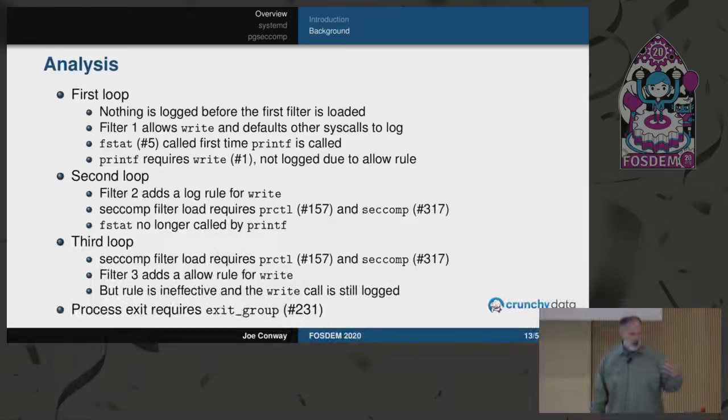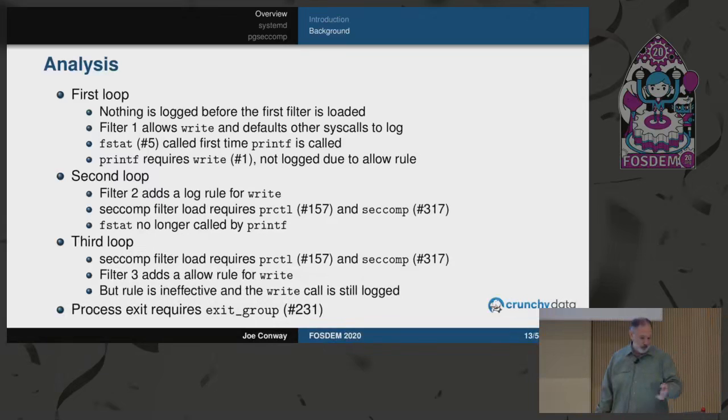So as you look at that simple bit of C code, what you're seeing is, first of all, before the first time you've loaded a filter, nothing gets logged, right? Because there's no SECCOMP filter loaded. So the first pass through, there were no calls that were logged. But the very first thing you see is that printf calls fstat, but it only calls it once. I haven't even really researched why that is. I assumed that's because the first time it gets called, it needs to check to see if standard out is there, I suppose, right?